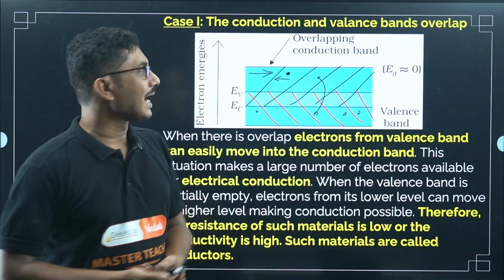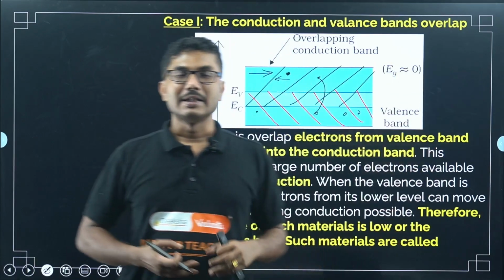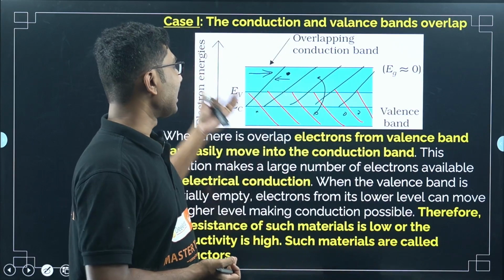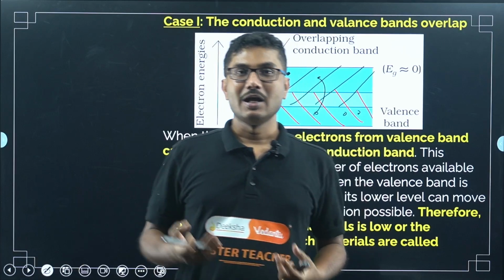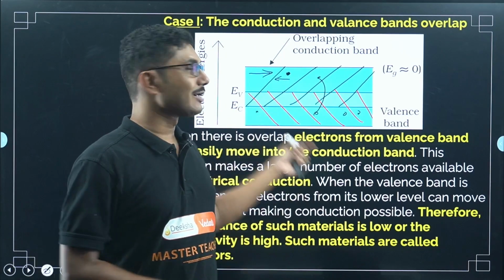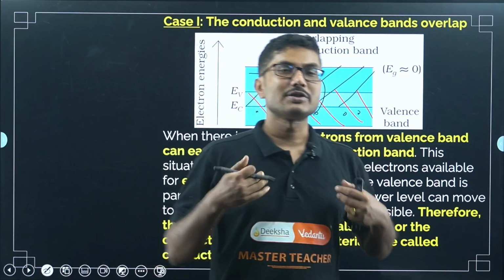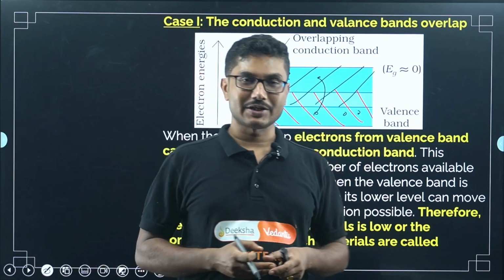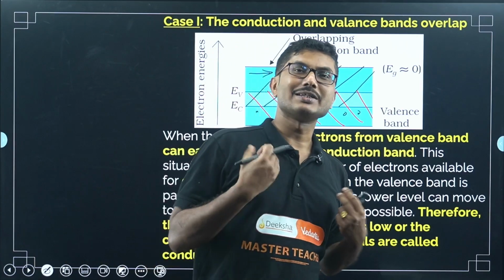What is the meaning of that? That means the electrons are available in the conduction band. There is an ample amount of electrons available in the conduction band. These electrons can carry electricity. So to carry electricity, having electrons in the valence band is not sufficient. Electrons must be present in the conduction band. If electrons are present in the conduction band, then this material can carry electricity without any restriction.